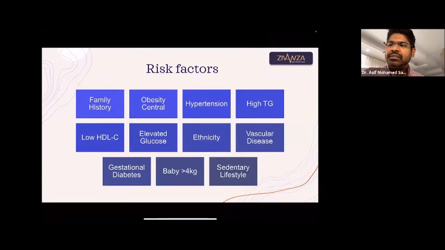A child born with a birth weight of 4 kilos or more has a predisposition to develop prediabetes. That is, the process starts from birth itself. And lastly, and most importantly, I should mention, is the sedentary lifestyle.